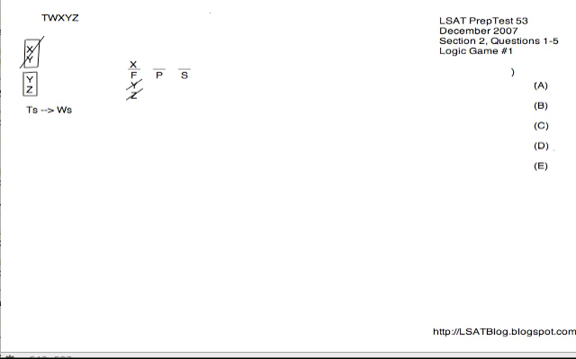This is the Talent Agency Performers game. It's a matching game, also known as assignment. We know this because we're taking the 5 performers, T, W, X, Y, Z, and assigning them to one of 3 agencies, F, P, and S. I've laid out some rules here, but I'll explain all of them.